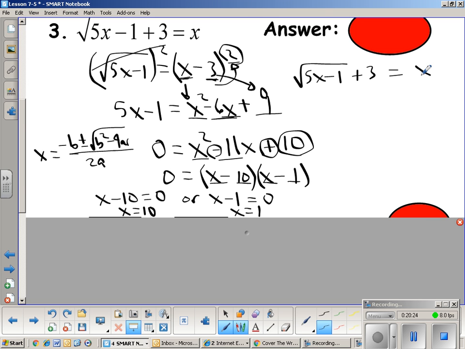So when x was 10, we get the square root of 5 times 10 minus 1 plus 3 equals 10. What's 5 times 10? 50. 50 minus 1 is 49. What's the square root of 49? 7. 7 plus 3 is 10. That one worked, didn't it? So this one gives me a good number.